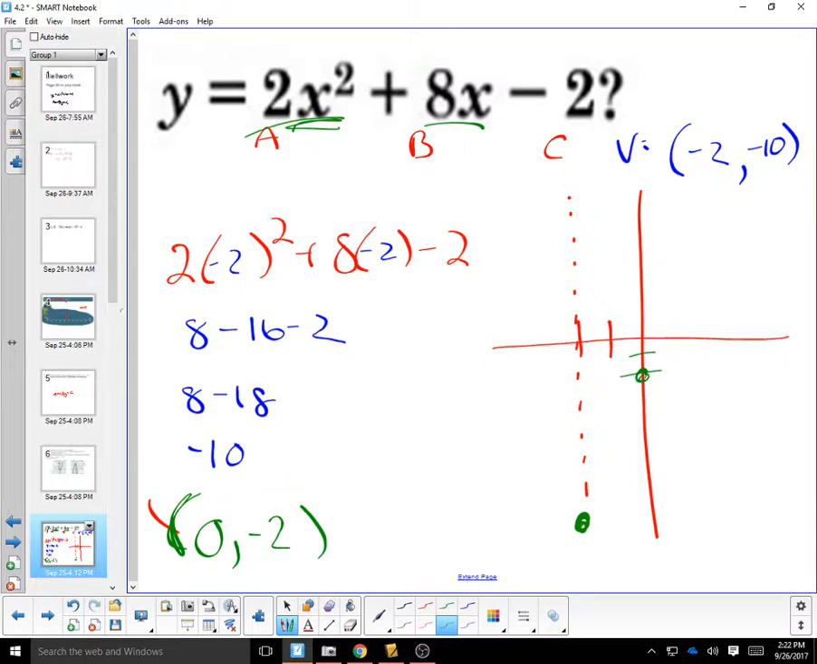Put a point there. And of course, how far is that away? 1, 2 this way. I should have another point close to that. And there is my parabola. Okay? That was a lot. That was a lot really fast. Questions on any part of it?